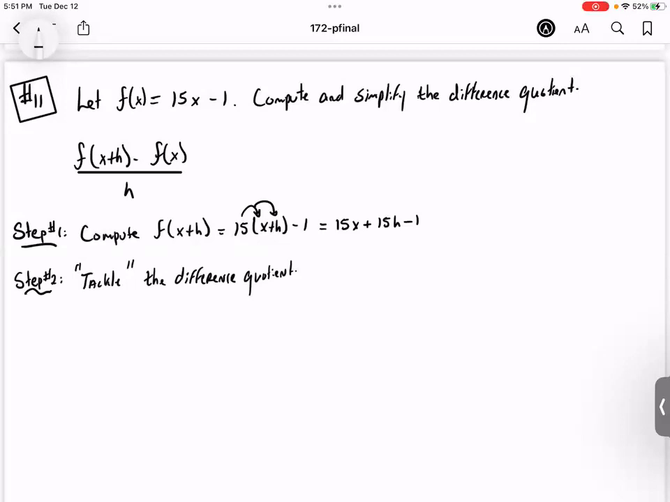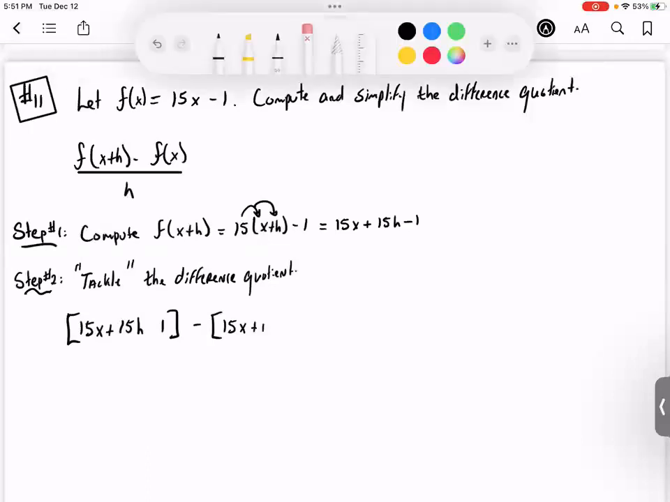So what I like to do is put brackets around the f of x plus h terms and brackets around f of x. The only thing that's going to be separating them is that minus sign. So we have 15x plus 15h minus 1, minus 15x minus 1. Sorry, they should have been minus 1s. All divided by h.